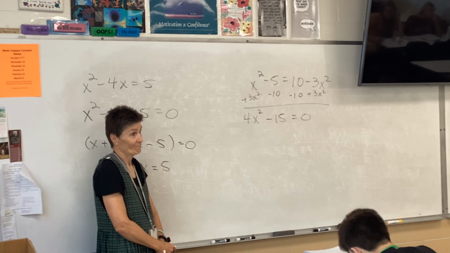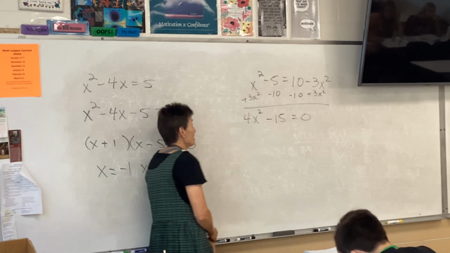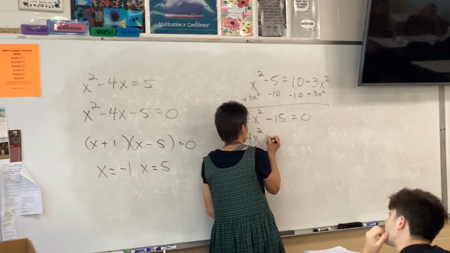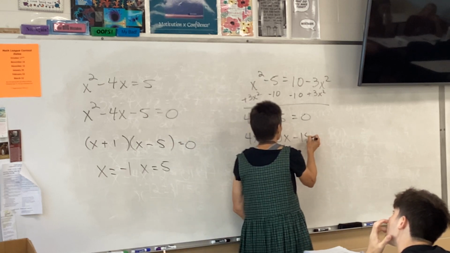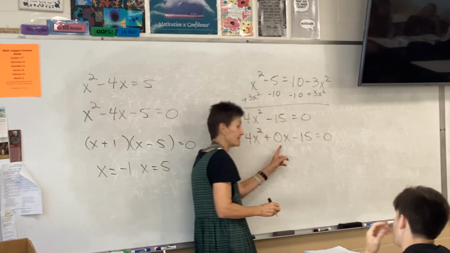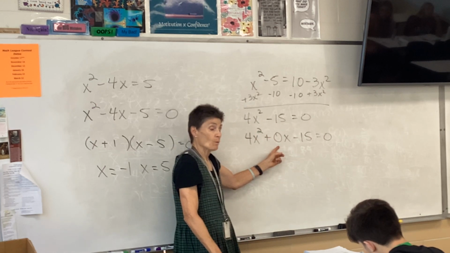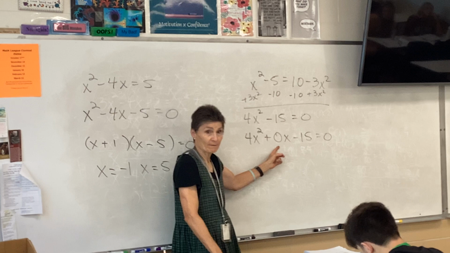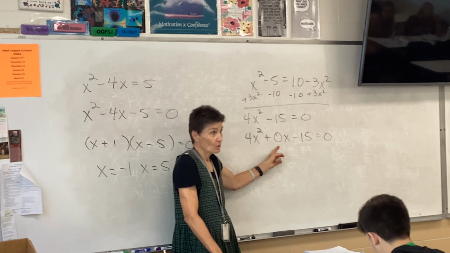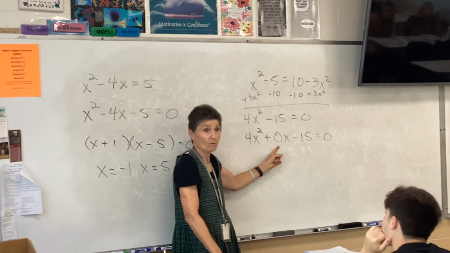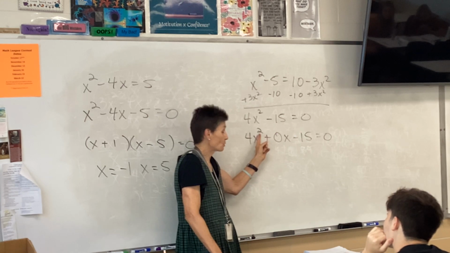Add in a 0x as a placeholder. So Wyatt says, you don't have to do this, but you should realize it's in there, right? There's no x, the x is missing. So if you plan to use the quadratic formula, your b will be 0. Now, can I use the quadratic formula?